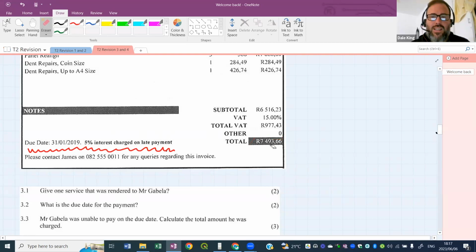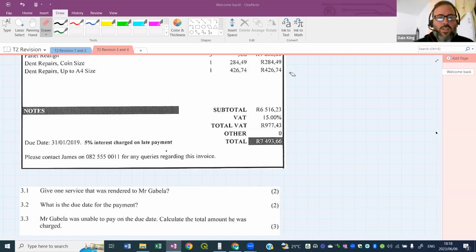They're not saying state the amount he was charged. You're not just going to rewrite this number. You've got to calculate something. Calculate the total amount he was charged. So they're talking about this 5% interest charge for being late. So we've got to include that now on the total that he already owes. So who can tell me what we're going to do here? Born Gun has got an answer there. He's saying take the total and multiply it by the interest. Multiply by the interest, not the VAT, the interest, the 5%. Yeah, you said VAT because you've got 15% there and 5%, so it looks quite similar. So this interest must be added on to this.